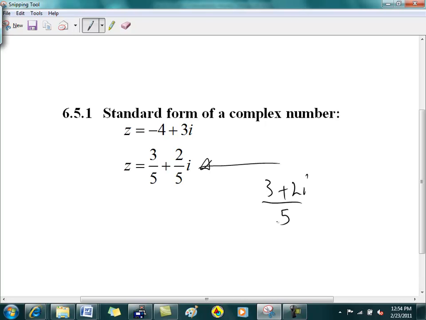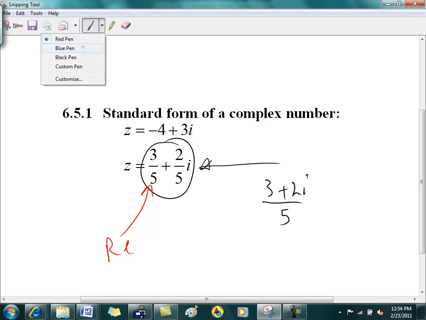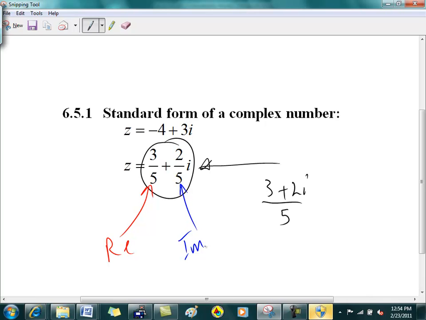The denominator is the same. Okay, this is the standard form. The reason is that you can see the two components very easily. You can see the real part and you can see the imaginary part. That's why you separate it out. Just to give you a heads up, I'm picky about this. Make sure you do not write it like this.